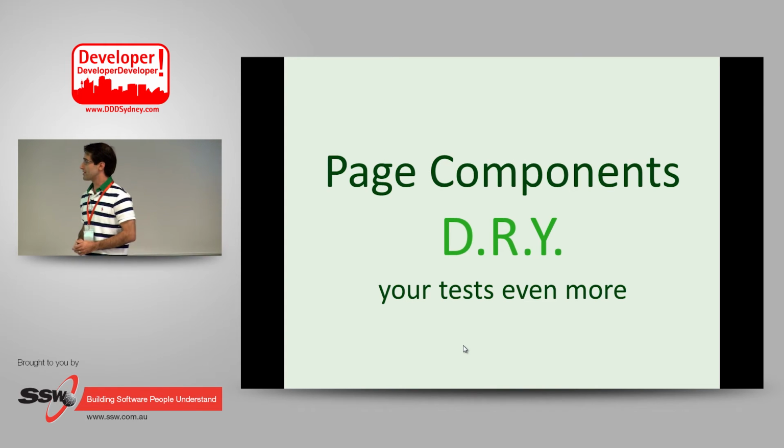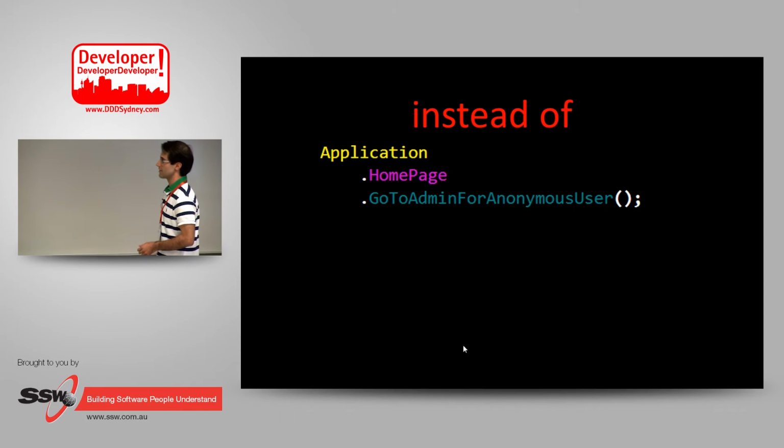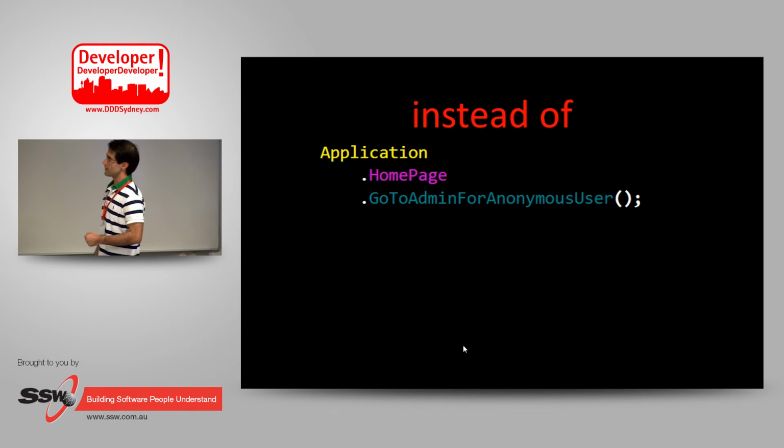Page components dry your tests even more, because I'll show you an example of that in a second. So you know how we had this, and I mentioned that we got rid of duplicate logic and duplicate selector, but that's not quite right, because you know how we ended up putting that method on the home page? The reality is that that admin link is not only on the home page.